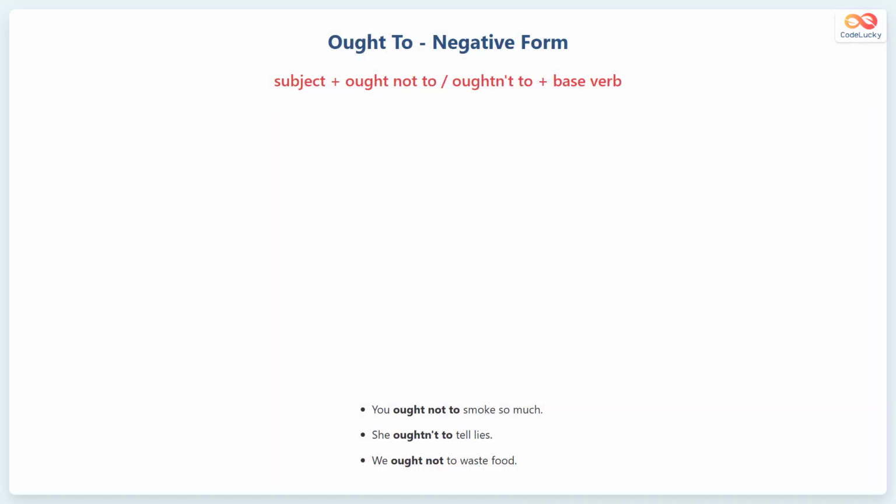To make ought to negative, use ought not to, or the shorter form oughtn't to, plus base verb. You ought not to smoke so much means smoking too much is wrong. She ought not to tell lies teaches honesty is important. We ought not to waste food reminds us to value resources. The negative form emphasizes what someone should avoid doing.